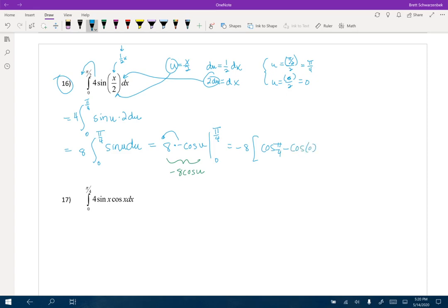So this should be second nature. Remember, for pi over 4, we're taking the x-coordinate in the first quadrant, which is root 2 over 2. Cosine of 0 is 1. So in the end, we're going to get negative 8 times the quantity root 2 over 2 minus 1. We can distribute that and not get anything nasty. So we're going to get negative 4 root 2 plus 8. And that is the exact net area under this curve.